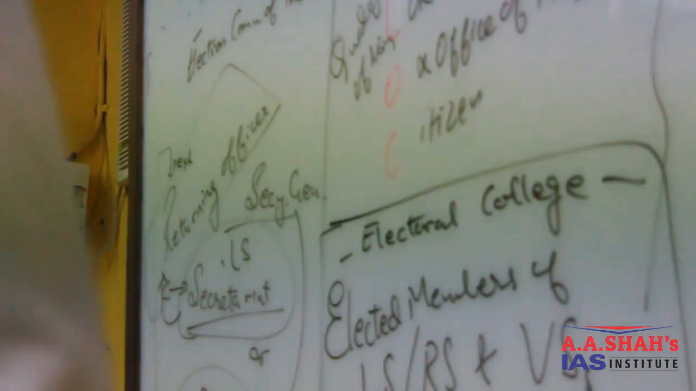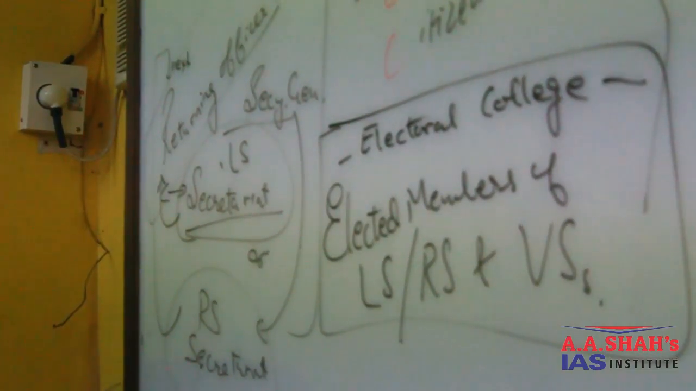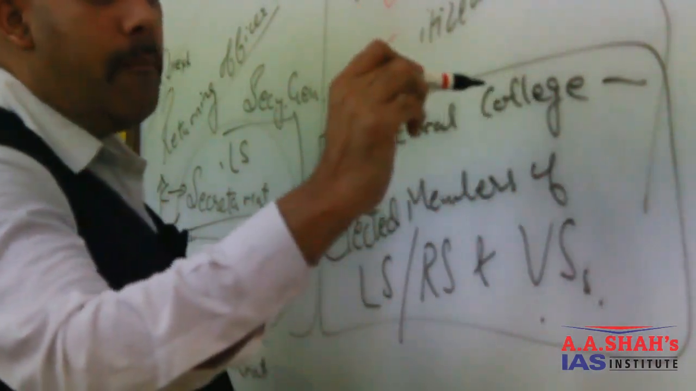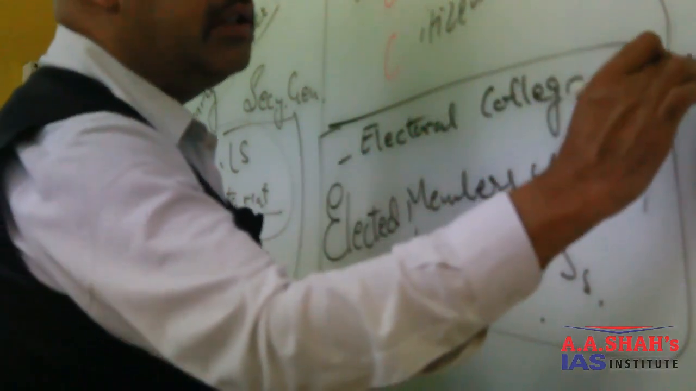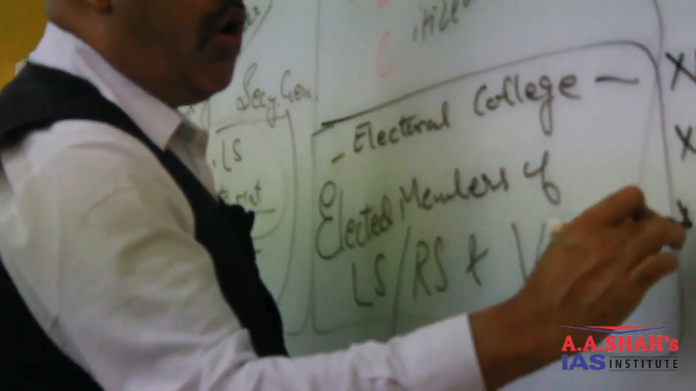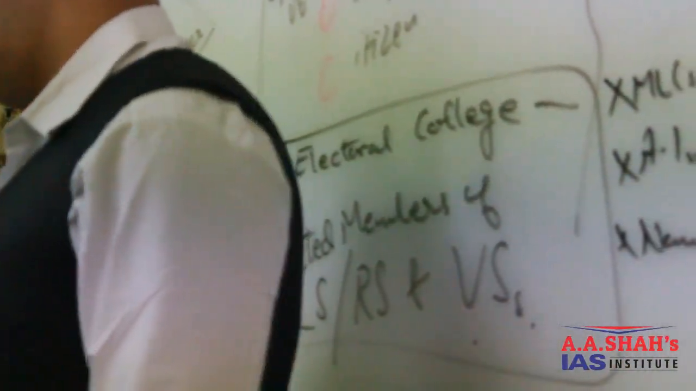So again I am repeating. All the other confusion will go away. If you remember only one word, it is elected members. So did I say Vidhan Parishads? No. So there are no members of legislative councils, there are no Anglo-Indians and there are no other nominated members at all. Are we clear on this part?